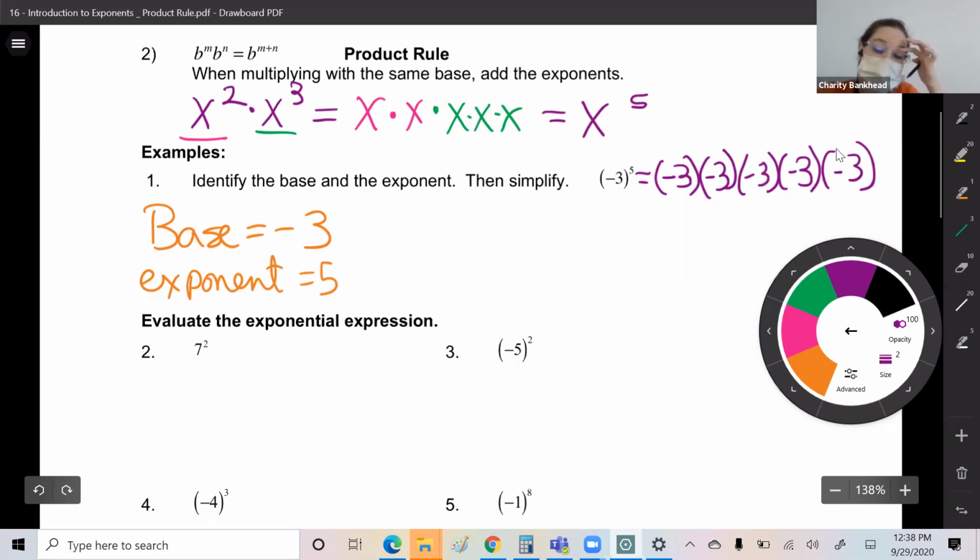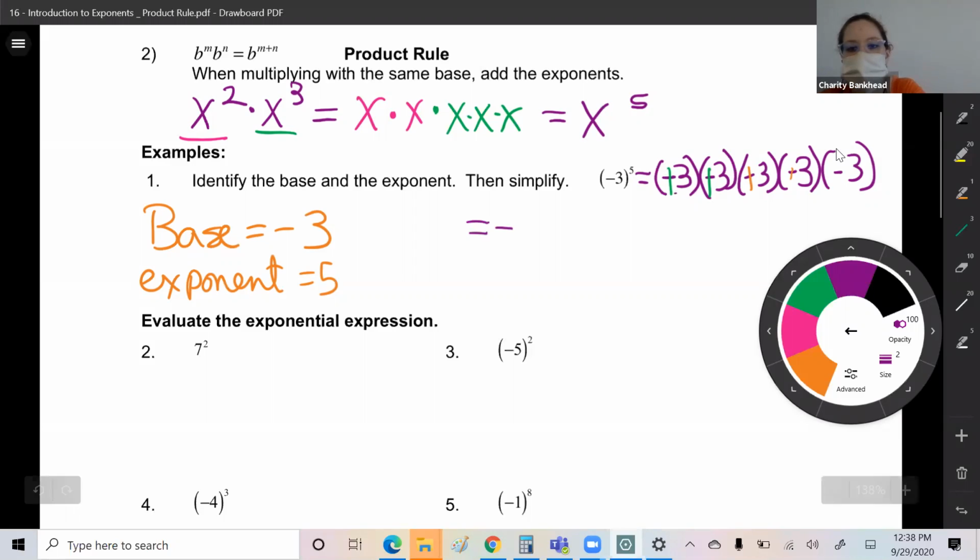So one thing we can talk about is the sign. If you have a negative number and you're raising it to an odd exponent, your answer is going to be negative. So 5 is odd, right? The odd numbers are like 3, 5, 7, 9, and so on. So we know the answer is going to be negative because 2 of these will cancel out and 2 of these will cancel out, but there's still going to be 1 left. All right, so my answer is going to be negative.